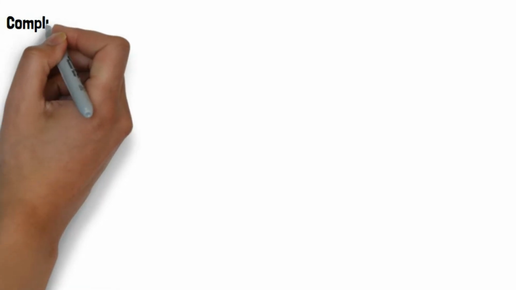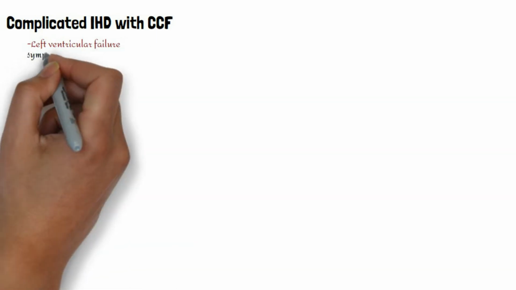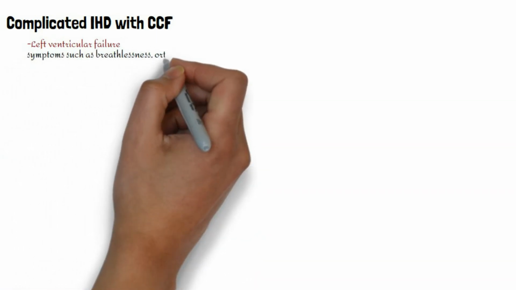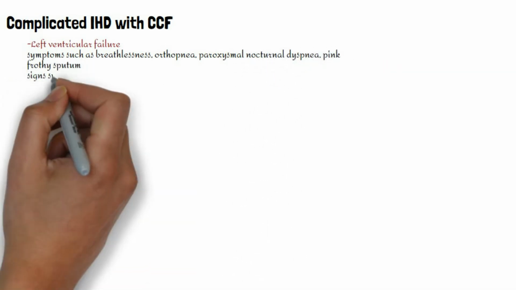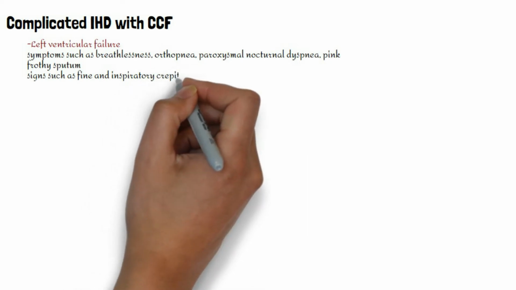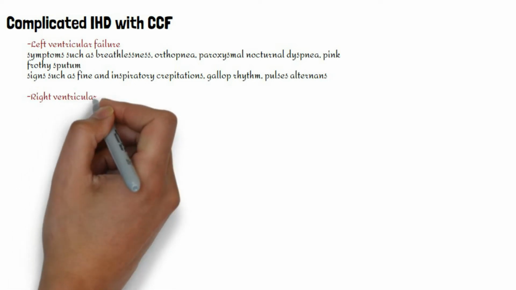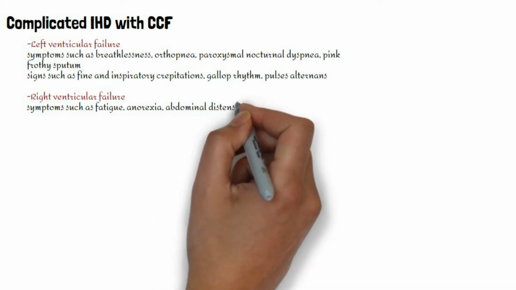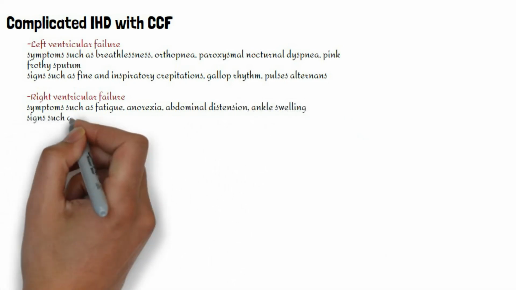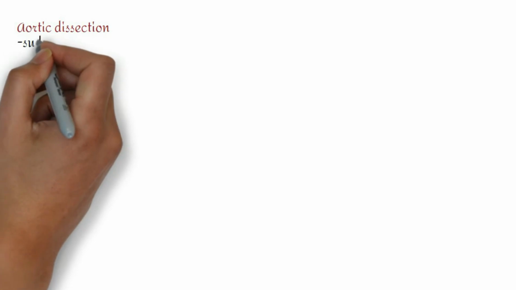Complicated ischemic heart disease with congestive cardiac failure. Left ventricular failure. Symptoms such as breathlessness, orthopnea, paroxysmal nocturnal dyspnea, pink frothy sputum. Signs such as fine end-inspiratory crepitations, gallop rhythm, pulsus alternans. Right ventricular failure. Symptoms such as fatigue, anorexia, abdominal distension, ankle swelling. Signs such as elevated JVP, tender hepatomegaly, pleural effusions. Also, there are some non-cardiac causes which should be excluded.